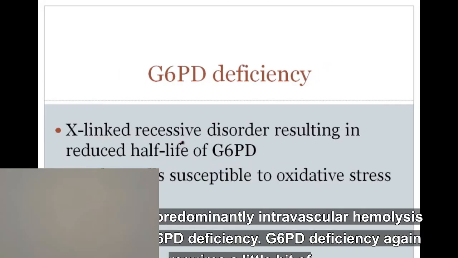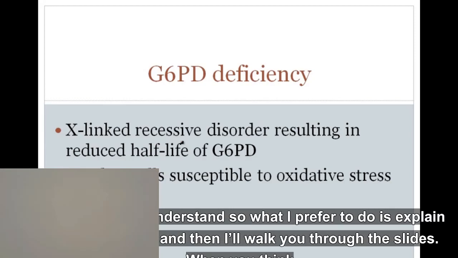The second of the predominantly intravascular hemolysis disorders is G6PD deficiency. G6PD deficiency, again, requires a little bit of biochemistry to understand, so what I prefer to do is explain it in my own way, and then I'll walk you through the slides.